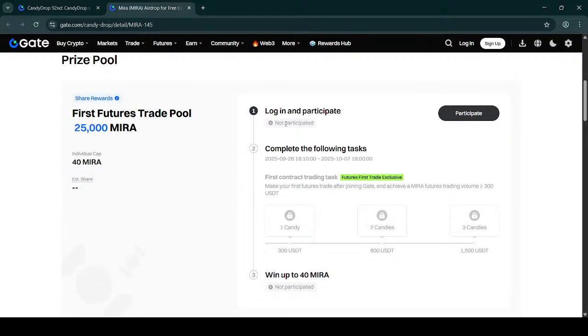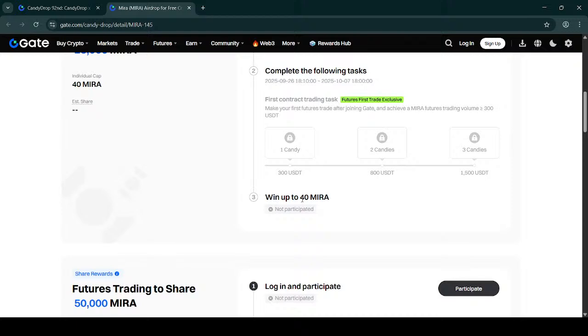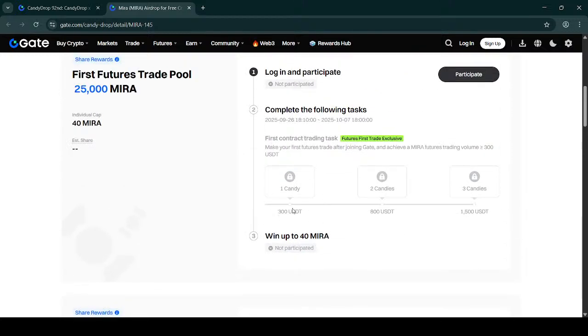So let's talk about login and participate. Complete the following tasks, and you win up to 240 Mira, guys. So this is 300 USD for one candy, and 1,000 USDT for two candy, and sorry, guys, 1,500 USDT for three candy, guys.